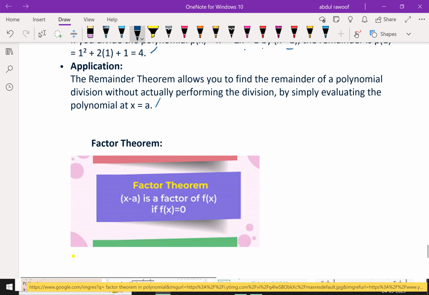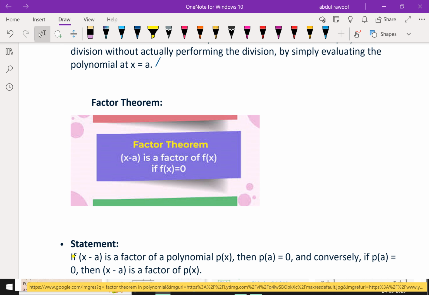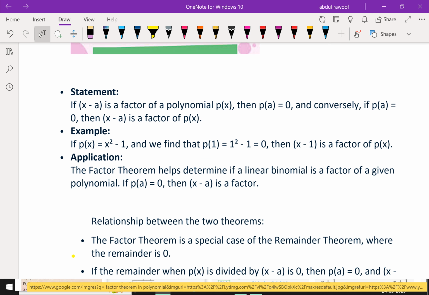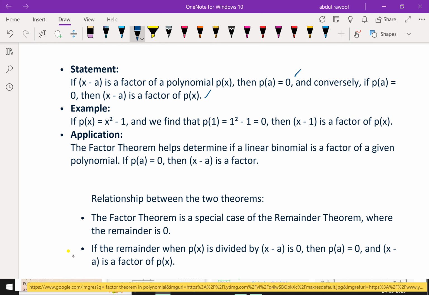Now let us look at the factor theorem. If x minus a is a factor of a polynomial p of x, then p of a equals 0. And conversely, if p of a equals 0, then x minus a is a factor of p of x. For example, take the quadratic function p of x equals x squared minus 1, and put the value 1 in this: p of 1 equals 1 squared minus 1 equals 0. If the remainder is 0, then you can say x minus 1 is a factor of p of x.